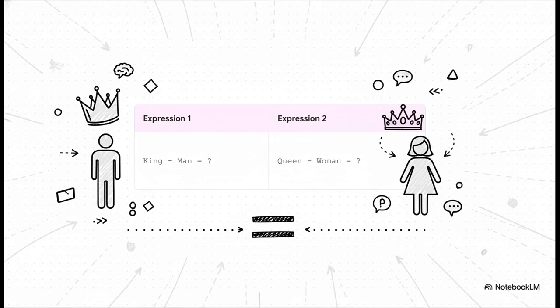In the world of AI, words can be treated like mathematical objects too. They have relationships that you can actually measure. For instance, the relationship between king and man is, mathematically speaking, almost identical to the one between queen and woman.